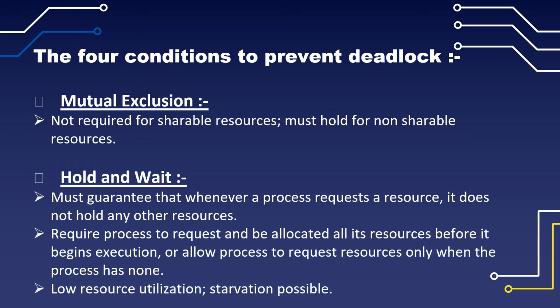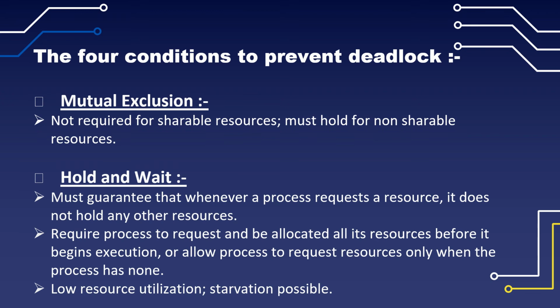First one is mutual exclusion. Mutual exclusion is not required for shareable resources. If the resource is shareable, like one resource can be shared by two processes, mutual exclusion is not required. But if the resource is not shareable, meaning one resource can only be assigned to only one process, then it must hold for non-shareable resources. If mutual exclusion holds for non-shareable resources, it can prevent deadlock.